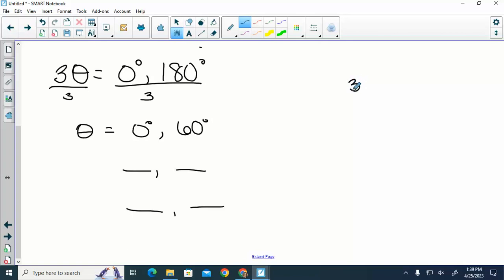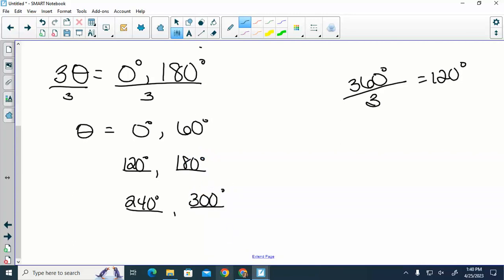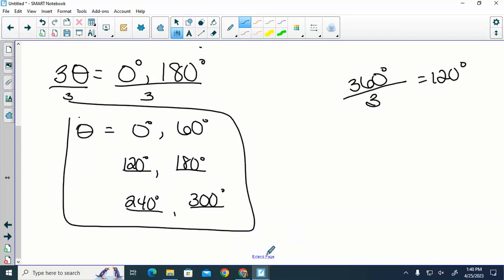So to do it, we found our period. Normal period is 360 divided by the coefficient of your variable, which was 3, so we get a period of 120. So 0 plus 120 is 120. 120 plus 120 is 240. 60 plus 120 is 180. 180 plus 120 is 300. So that gives us our 6 total solutions.